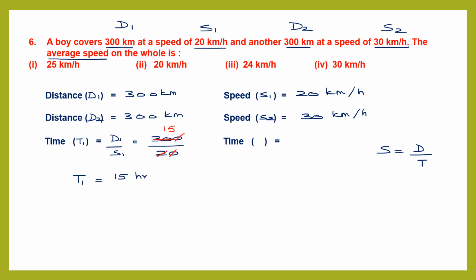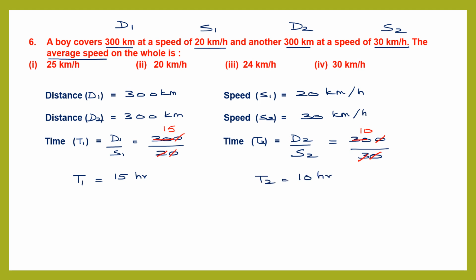Now let's find time 2. Time 2 is distance 2 by speed 2. Distance is 300 kilometers. Speed is 30 kilometers per hour. Now let's cancel. Now here 3 tens are 30. So we have found time 2 also, that is 10 hours.